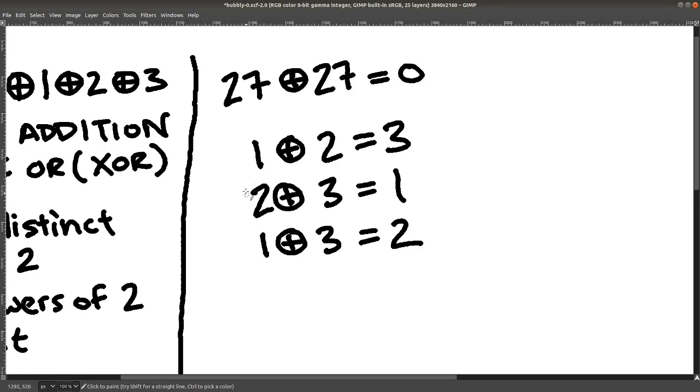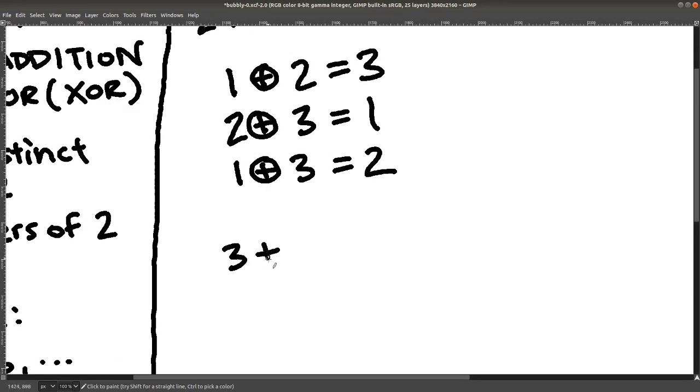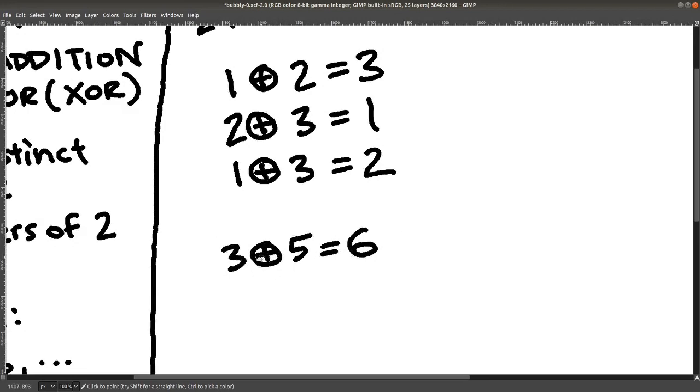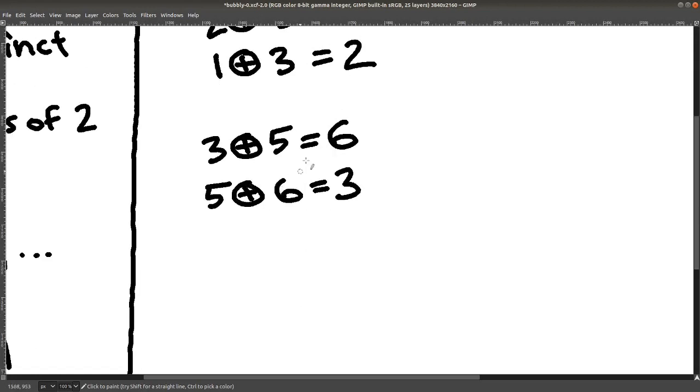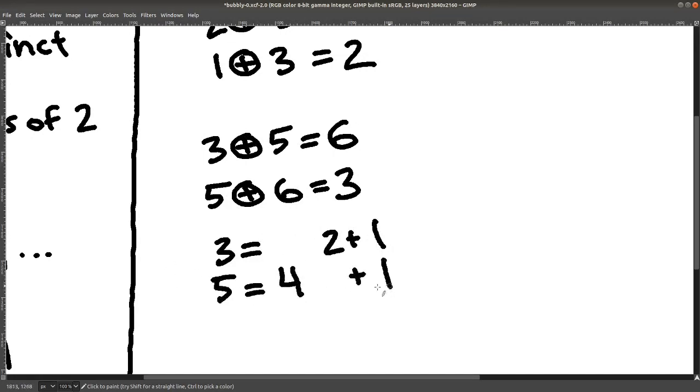So another example would be 3, 5, and 6. You can put them anywhere in this equation and it's still going to be true. All right, so that's pretty handy. And just to show this in a little more detail, 3 equals 2 plus 1, splitting into powers of 2. 5 equals 4 plus 1. And 6 equals 4 plus 2. So if you add 3 plus 5, the 1's cancel out and you're left with 4 plus 2. If you took 5 plus 6, the 4's cancel out and you're left with 2 plus 1. So it's always going to work out.